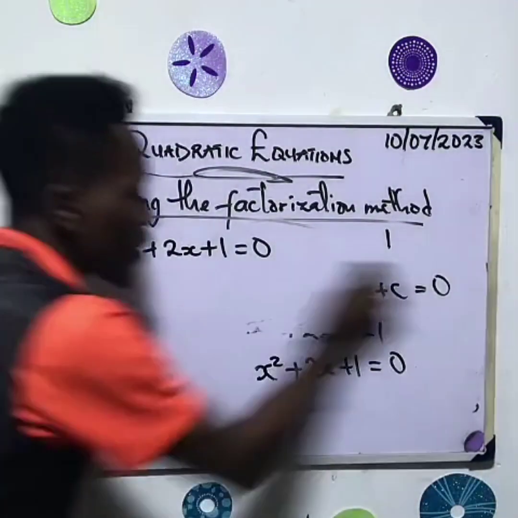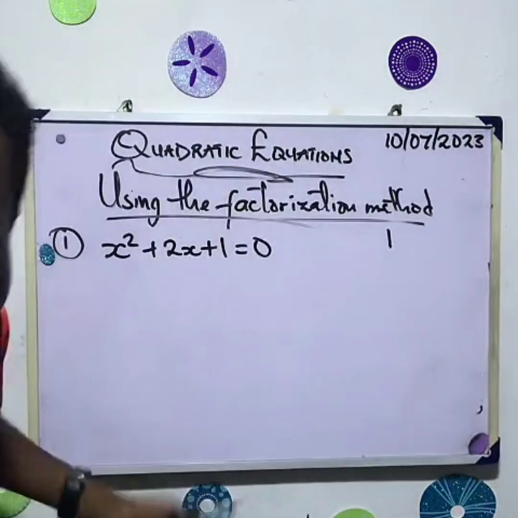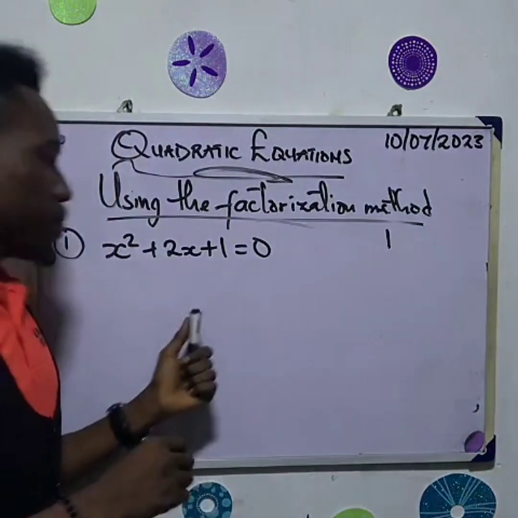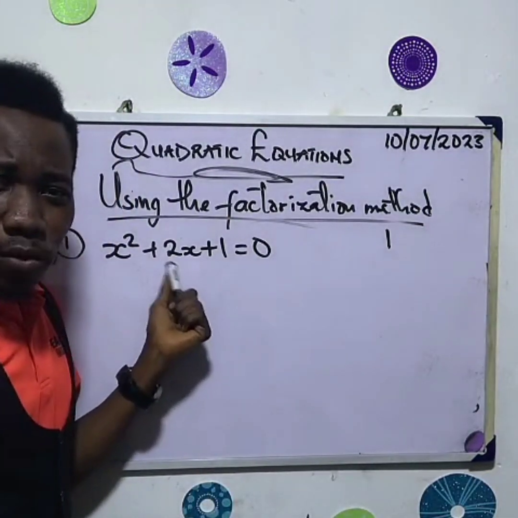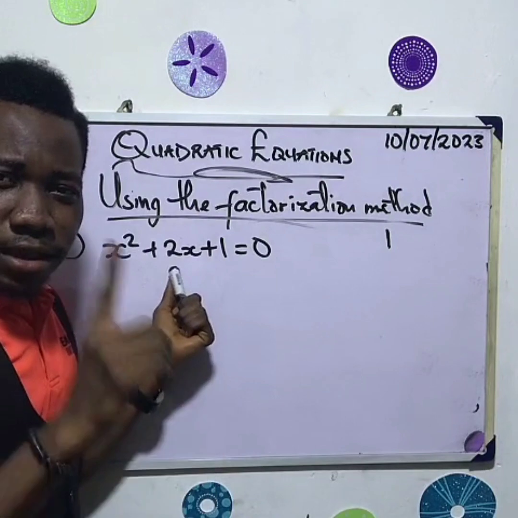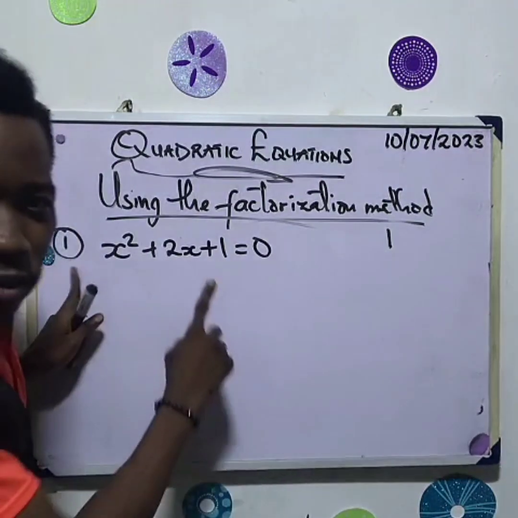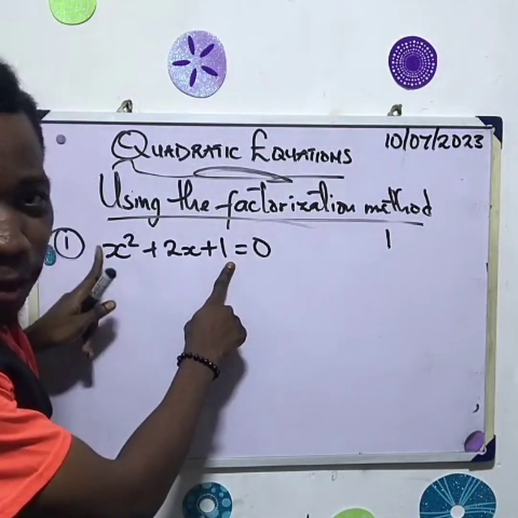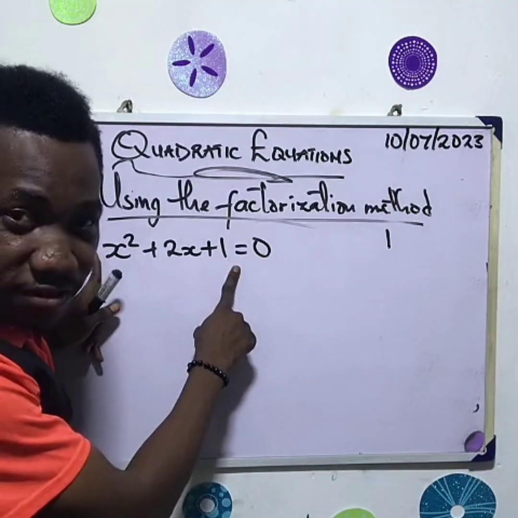So, back to factorization. Whenever you want to factorize an equation, a quadratic equation, the first thing you do is multiply the coefficient of your x squared by the constant. Multiply the a by the c.